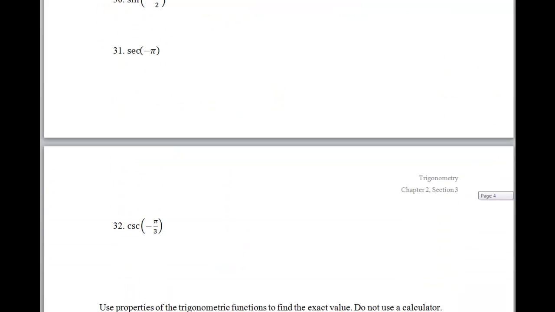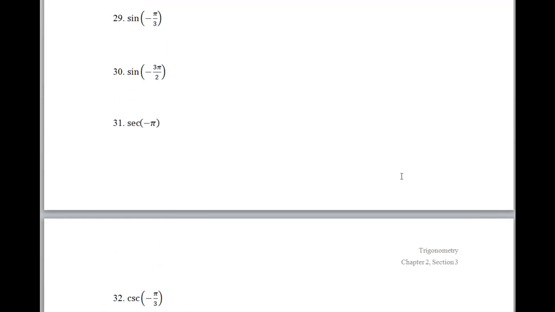So getting down to the bottom, to these three. We covered this sine already, which is going to be negative sine pi over 3. This is going to be negative sine 3 pi over 2. Since this is secant, we're okay here, this is going to be secant of pi. And then down here, the cosecant is going to be negative cosecant pi over 3.